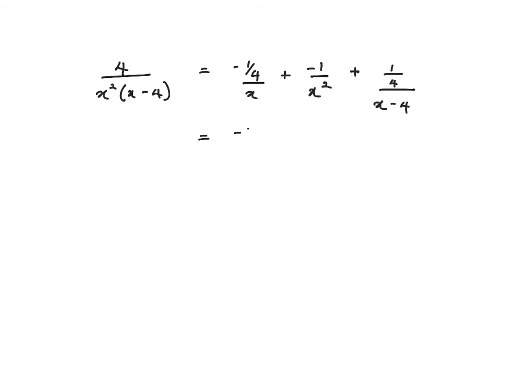So 4 over x squared (x minus 4) equals A, which is minus 1/4 over x, plus B, minus 1 over x squared, plus C, 1/4 over x minus 4. I could just maybe tidy that up, so it's minus 1 over 4x minus 1 over x squared plus 1 over 4(x minus 4). Now what we want to do is to integrate that.